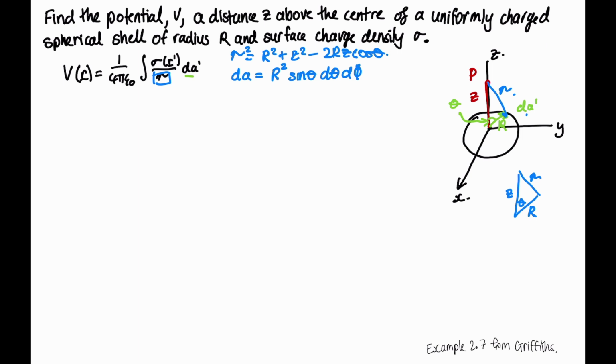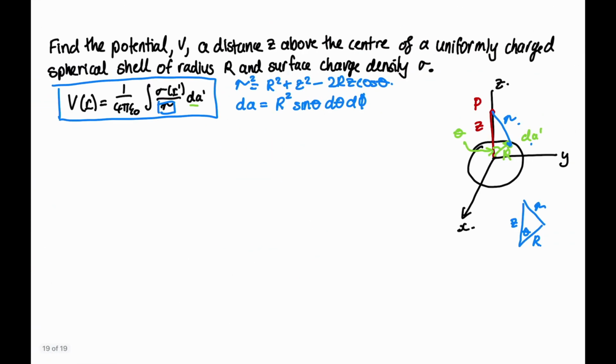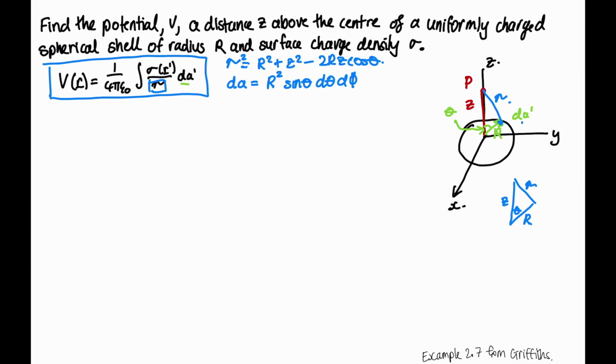So let's write out fully what we mean by this integral here, and we'll also make these substitutions into it. Okay, so in this case, we're trying to find how it varies as z varies, a distance z above. So our potential is a function of z, and this is equal to 1 over 4 pi epsilon naught.